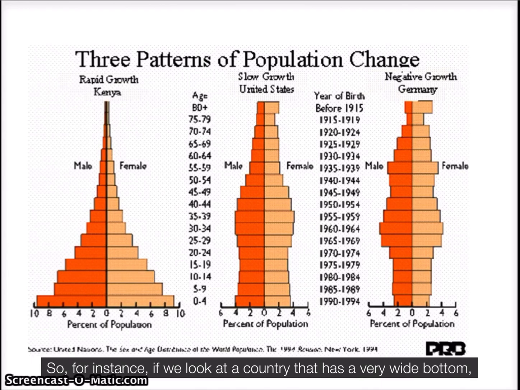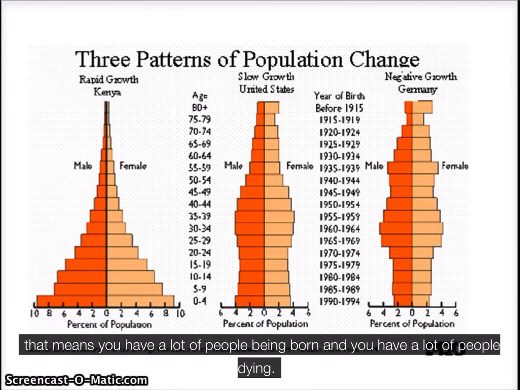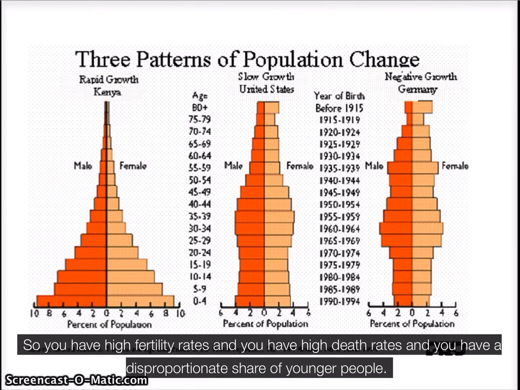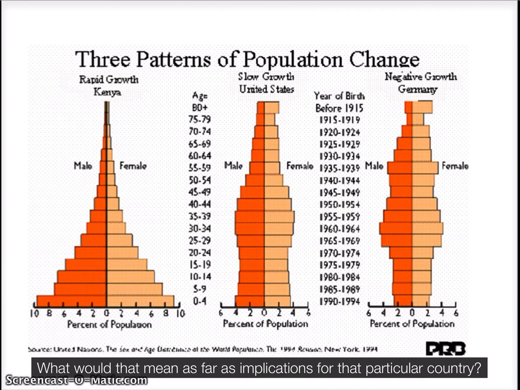So for instance, if we look at a country that has a very wide bottom, that means you have a lot of people being born, you have a lot of people dying. So you have high fertility rates and you have high death rates. And you have that disproportionate share of younger people. What would that mean as far as implications for that particular country?